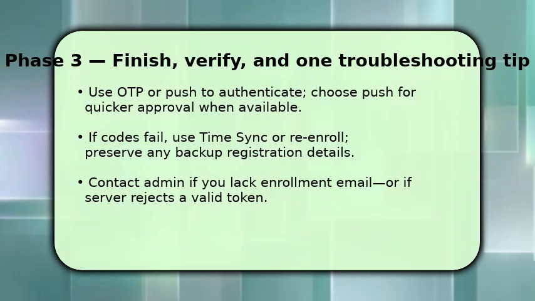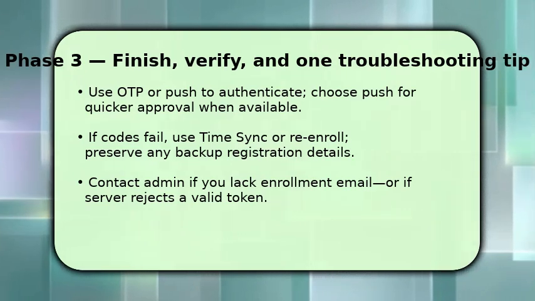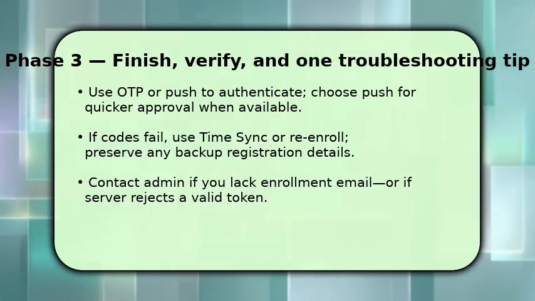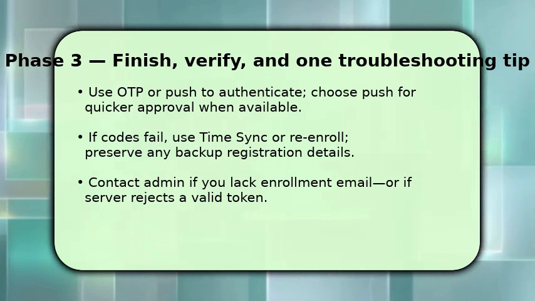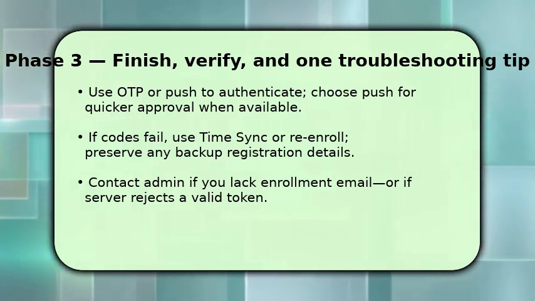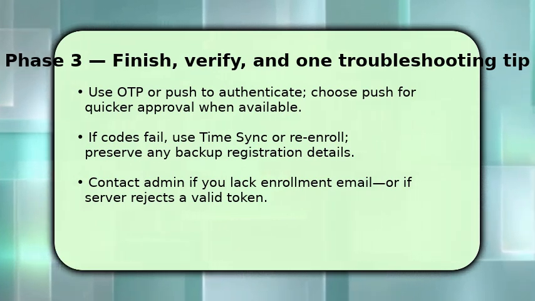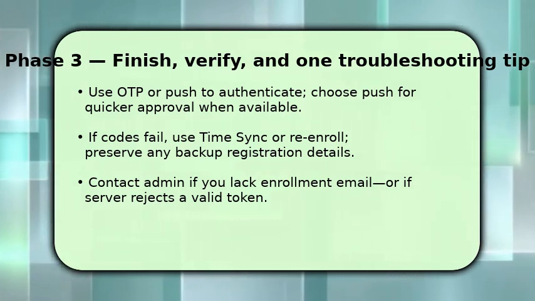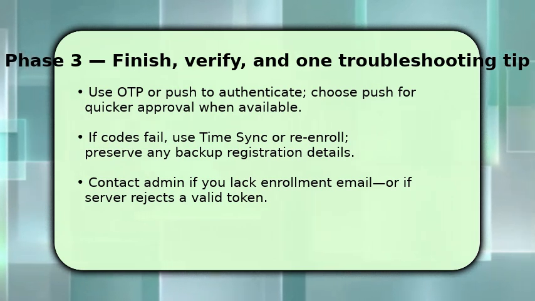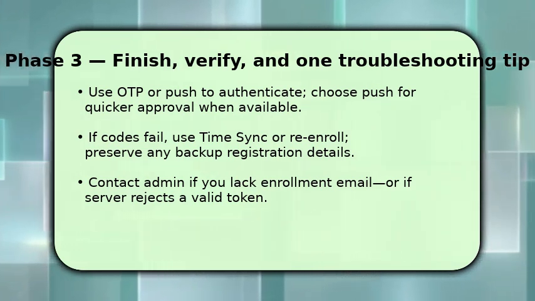To sign in, choose OTP and type the 6-digit code, or respond to a push notification. Push is faster, but both validate the same token. If you see repeated failures, first run the app's time sync because tokens are time-based and need correct clock alignment. If problems persist, re-enroll using the original code or QR.